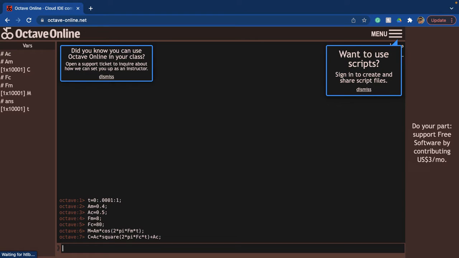The pulse amplitude modulated wave, which is bipolar, is given by bipolar PAM is given as M dot product of the message M and the carrier C. This is the bipolar PAM.